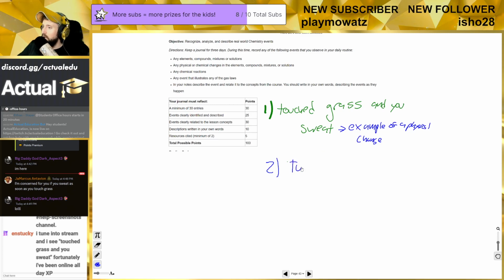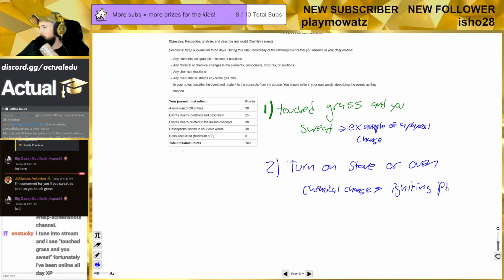Okay, you can say you turn on the stove, right? And let's say it's a gas stove. That's an example of a chemical change, right? Because what you're doing is you're igniting propane. That's what's happening. And I think that's like C6H10O6. What is propane?